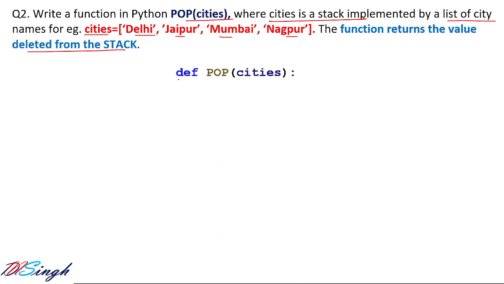The function will be defined with the keyword def, and the name of the function is pop, and this list of cities will be passed as an argument. Remember, a list is mutable, so a reference is passed, and a separate copy of this list is not created. So this is our function header. It is terminated by a colon, which means this is a block statement.